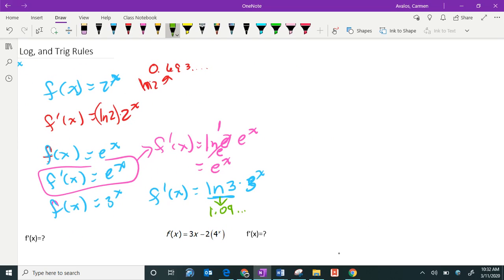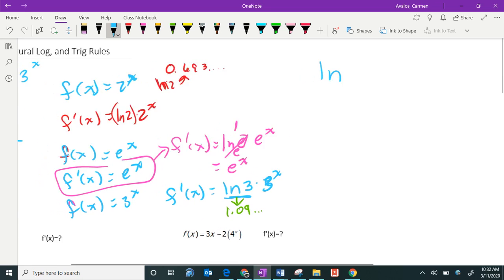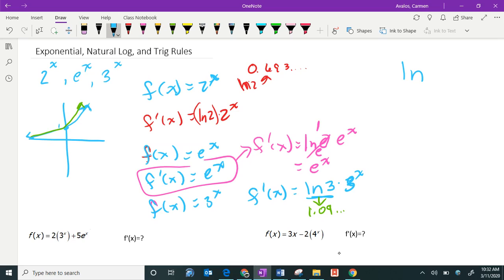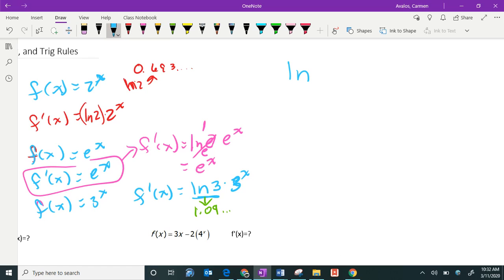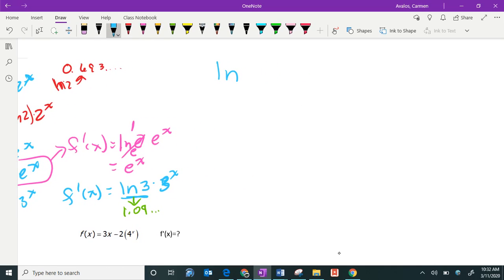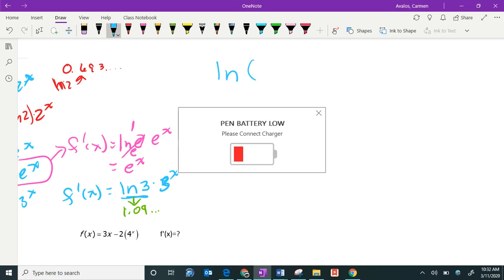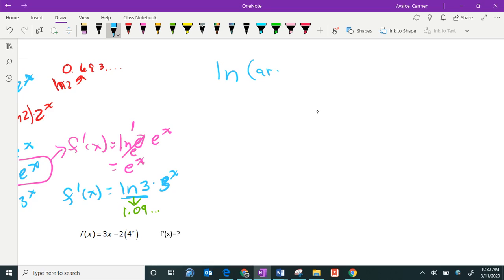A natural log is much easier. While the derivative of the exponential function has a natural log in it, that is not the derivative of a log function. We use ln to find the derivative of an exponential function. But the actual derivative of the natural log function is different. You need to know that whatever follows the ln is the argument. So in ln of x, x is the argument.